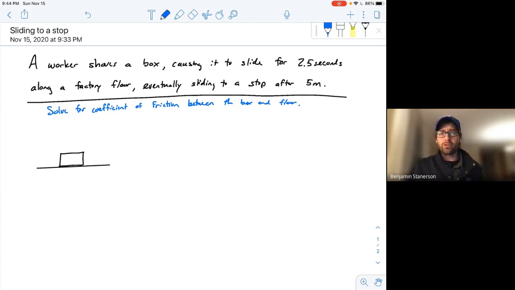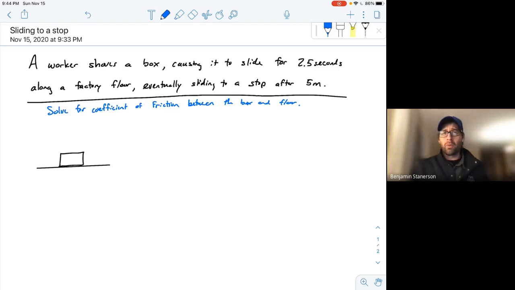So let me read this through for you. It involves a worker that shoves a box, lets go of the box, and the box continues to slide to a stop after 2.5 seconds along a factory floor, and it takes 5 meters for it to come to a stop.